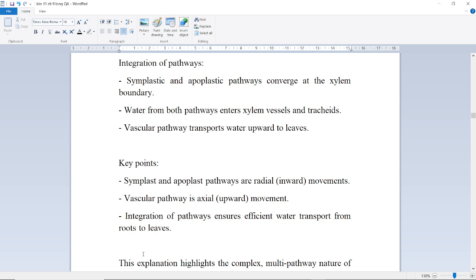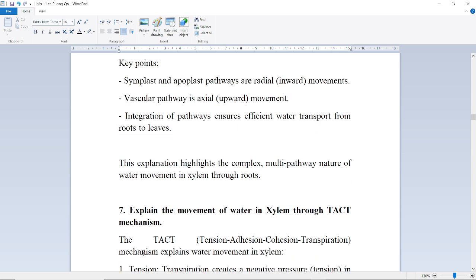Integration of pathways: symplastic and apoplastic pathways converge at the xylem boundary. Water from both pathways enters xylem vessels and tracheids. The vascular pathway transports water upward to the leaves. Key points: symplast and apoplast pathways are radial, inward movement. The vascular pathway is axial, upward movement. Integration of pathways ensures efficient water transport from root to leaf. This explanation highlights the complex multi-pathway nature of water movement in xylem through roots.